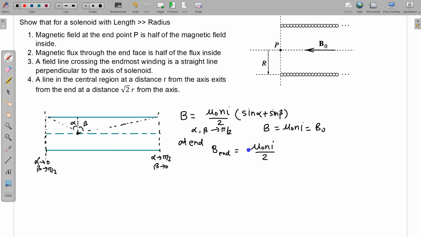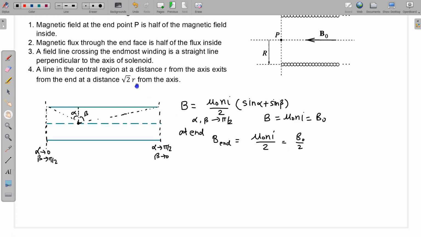Mind you, this is the magnetic field calculated on the axis. So B is mu naught Ni by 2, and this is B naught by 2. So the answer for the first part will be B naught by 2, and we can use superposition to prove that the magnetic field is B naught by 2. I am using method number 2 now, superposition.